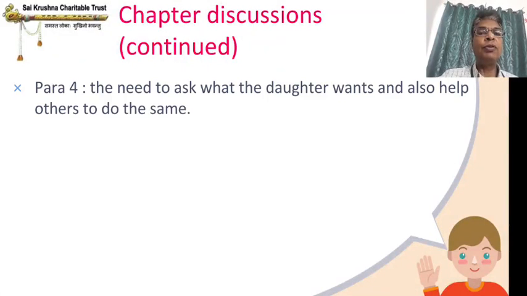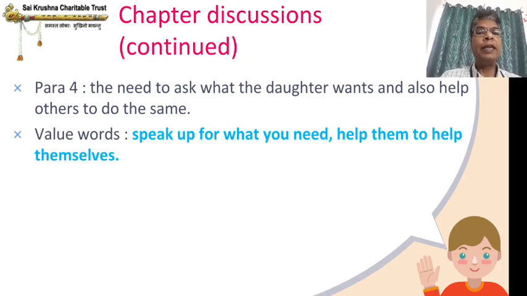In paragraph 4, now she says what she may face as a problem in paragraph 3. From paragraph 3, she is moving to paragraph 4, telling that the daughter needs to ask for what she wants and also help others to do the same. So the value words are: speak up for what you need, help them to help themselves. If you remember these two sentences that I have written, you will be able to remember that paragraph.